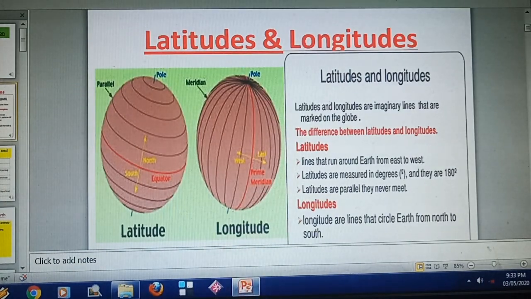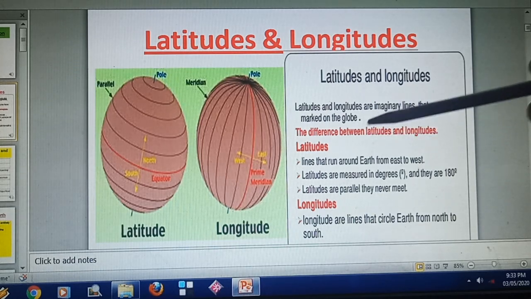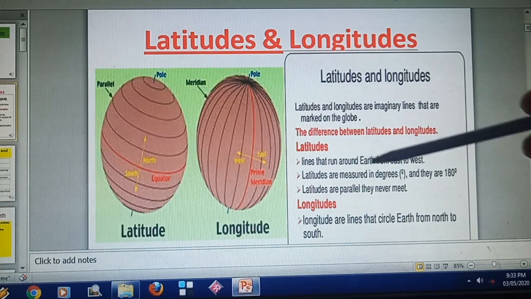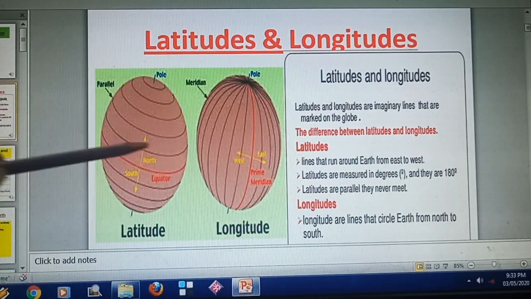Before we start this chapter, we should understand the meaning of two terms, latitudes and longitudes. Latitudes and longitudes are imaginary lines that are marked on the globe. Now let us understand the difference between latitude and longitude. Latitudes are the lines that run around the earth from east to west. These are the latitudes.